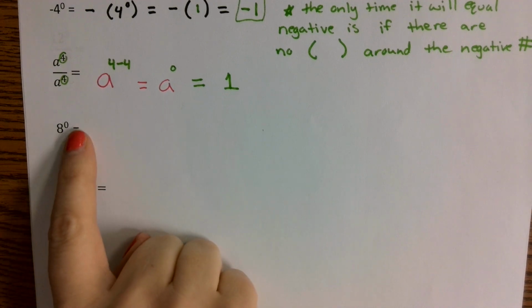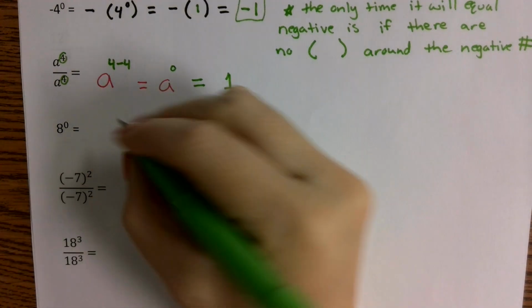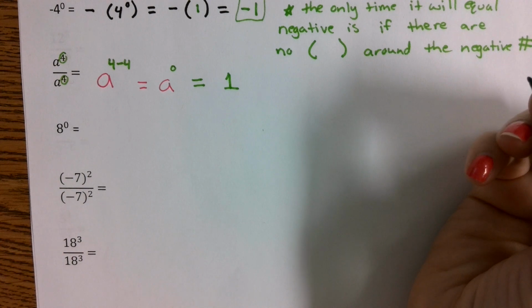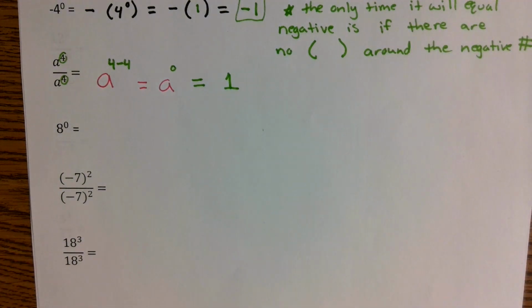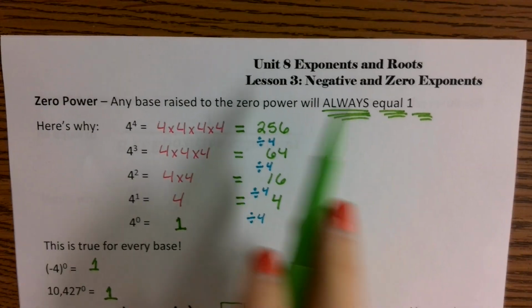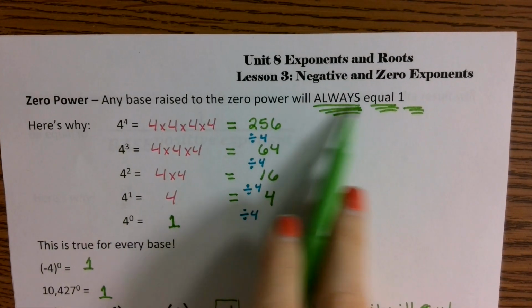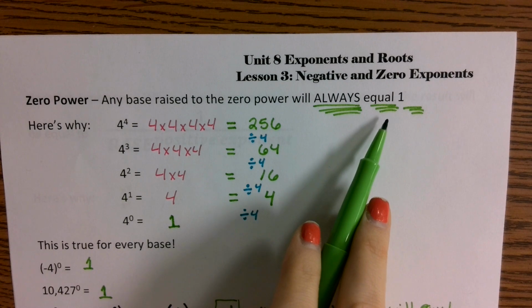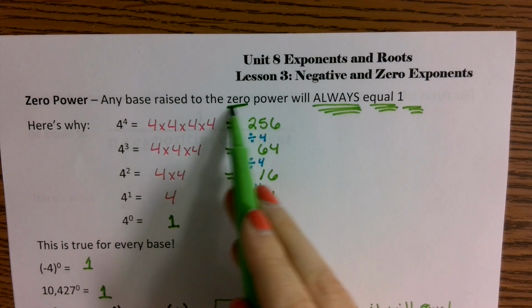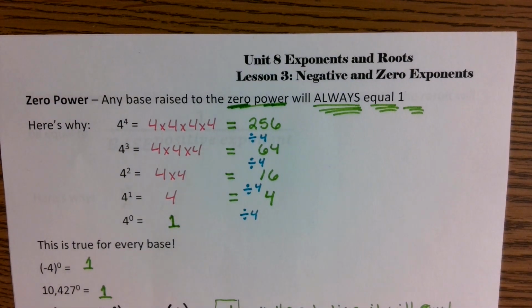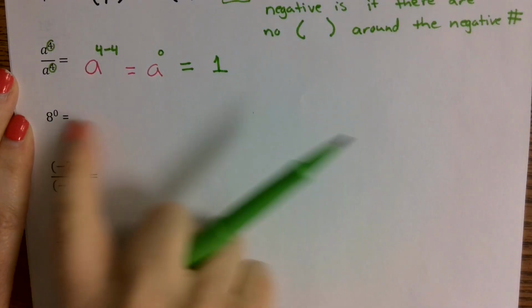Again, 8 to the 0 power, what does it equal? 1. Always equals 1. If it's raised to the 0 power, it always equals 1. So Vincent, what is this going to equal?